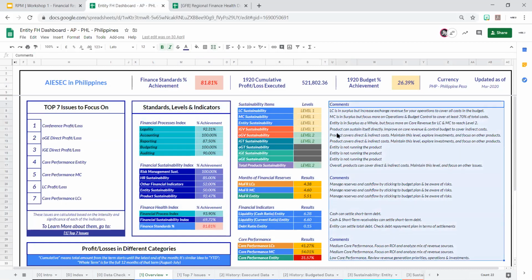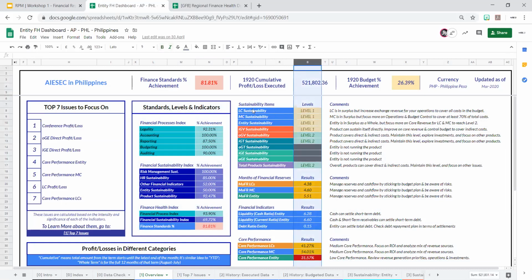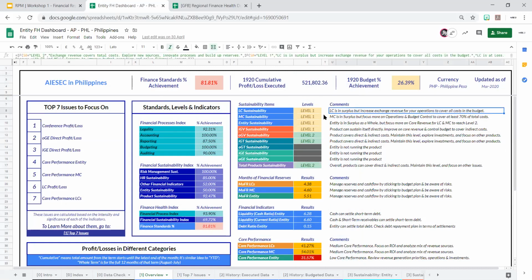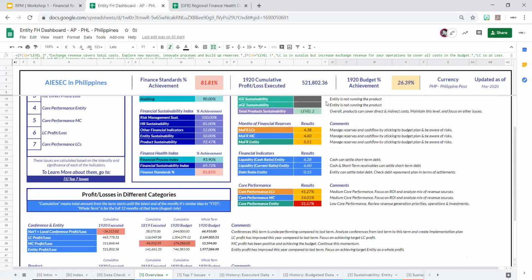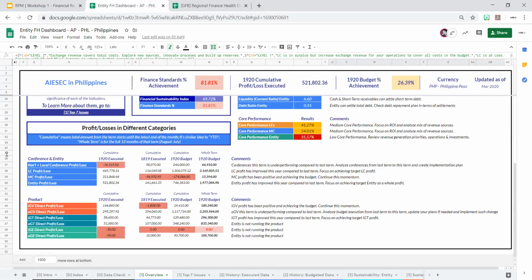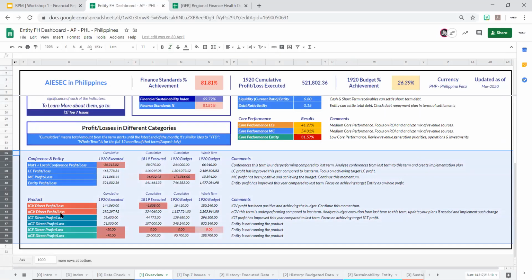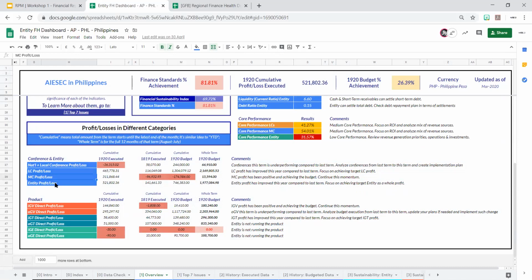These parts of the table are where you can see the results of different indicators such as sustainability levels, months of financial reserves for LCs, MC, and entity, financial indicators as well, and for liquidity and debt, core performance, and then the results. Then we have a table for the comments, the equivalent comment based on the result that you receive. If you scroll further down below, you would see the profit loss in different areas. You can see profit loss in conferences, LCMC entity, and different products.